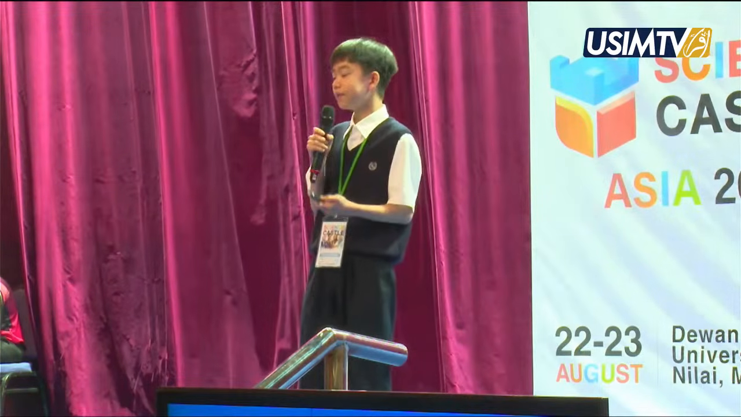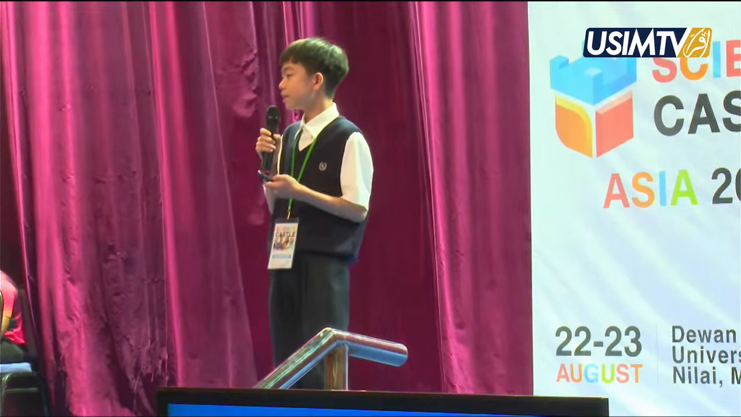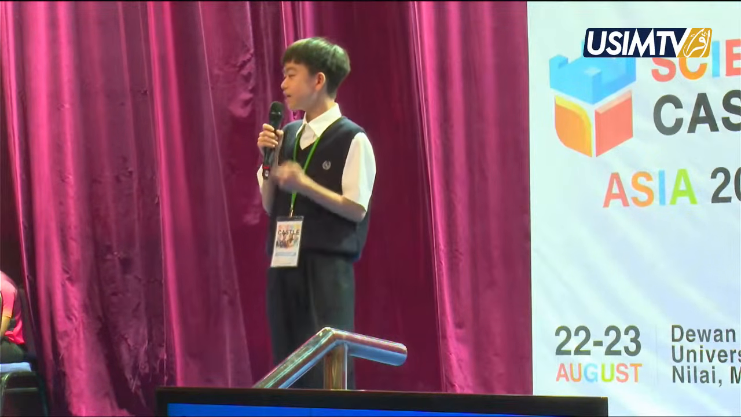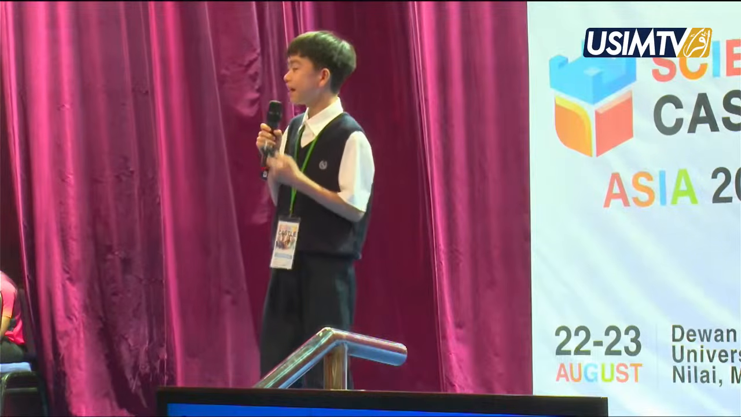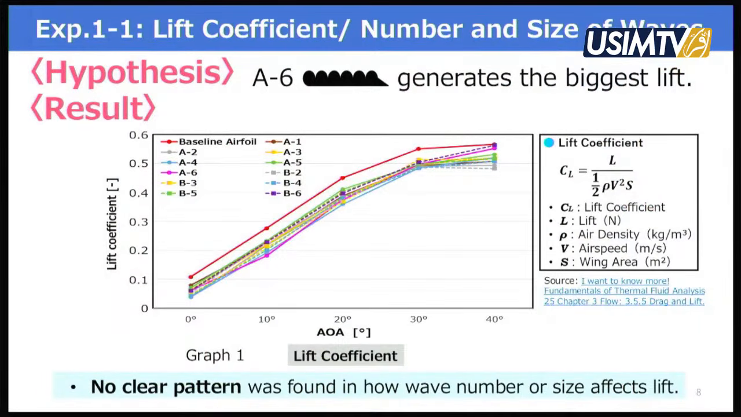The measurement method involves taking 3 measurements per minute and calculating the average. Furthermore, for calculating the average value, 10-second intervals over 1 minute make one trial. So, hypothesis: A6 generates the biggest lift because I thought that it will overcome the leading edge shape 6 times, which may increase the lift generation.